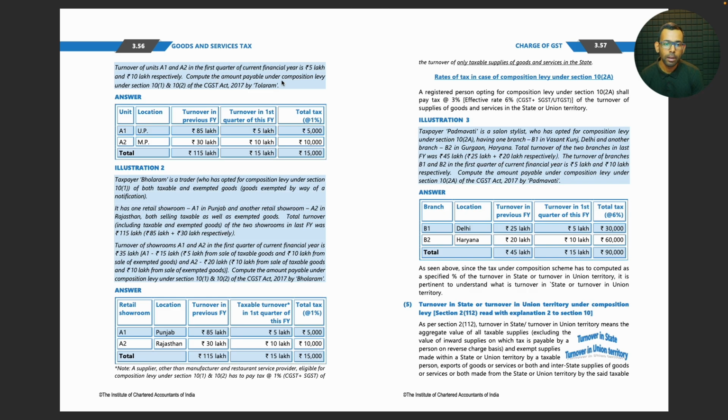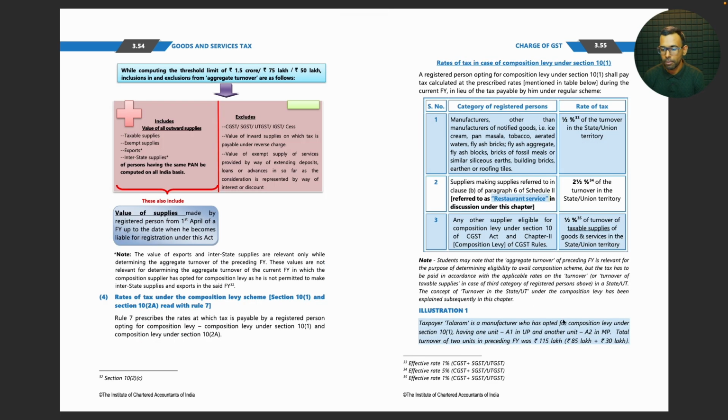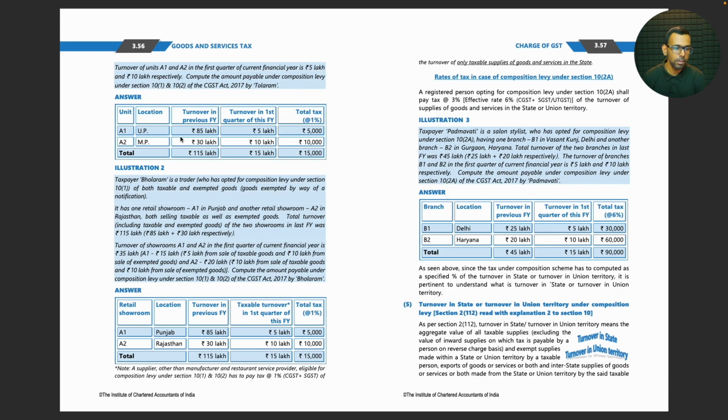Compute the amount payable under composition levy under section 10 subsection 1 and 10 subsection 2 by Tolaram. So in the first quarter of the current financial year, unit A1 supplied 5 lakhs worth and unit A2 supplied 10 lakhs worth. He is a manufacturer other than a manufacturer of notified goods. So his rate will be 1% in case of intrastate supplies. So for unit 1, turnover in the previous year, turnover in the first quarter, 1% tax will be applicable. Effective rate will be 1%.